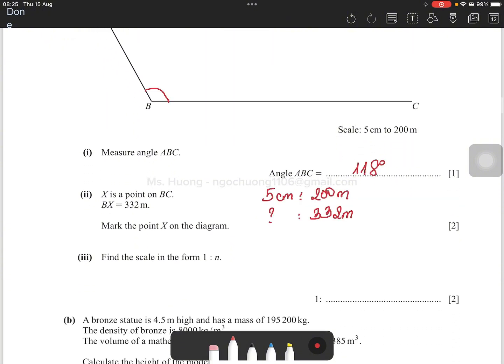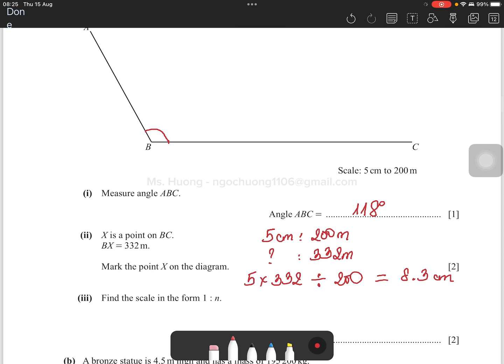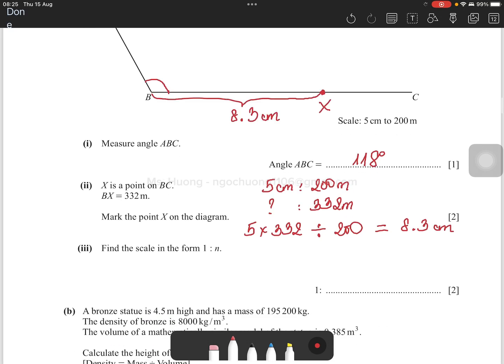To find this, we need to multiply 5 by 332. Then we divide it by 200. So the answer is 8.3 centimeters. Thus, we need to plot the point X on BC so that the length of BX is 8.3 centimeters. Use your ruler to do this.